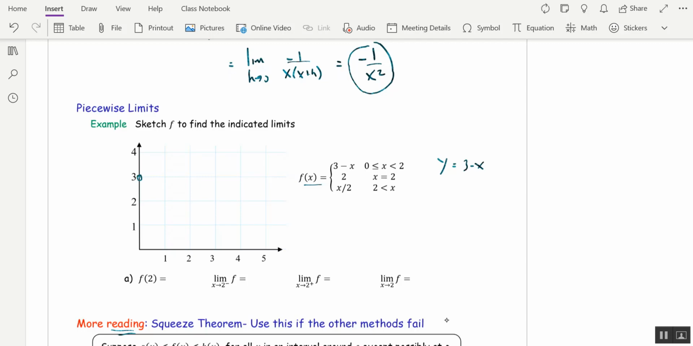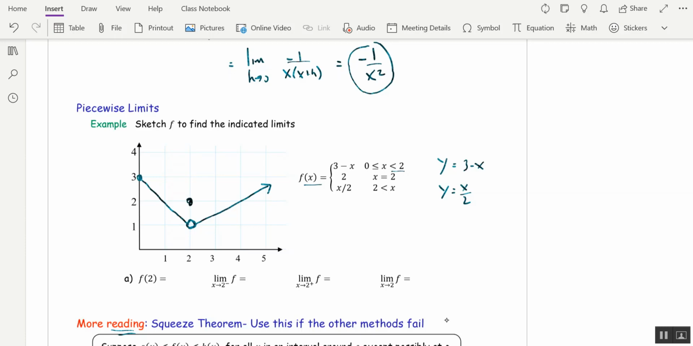I'm going to need a solid dot there. We've got slope negative 1. Hollow dot there, because this is strictly less than 2. At 2, the function is 2, so that's a single point. And then after 2, the function is y equals x over 2. So that would start here and then go up with slope 1/2, like that.